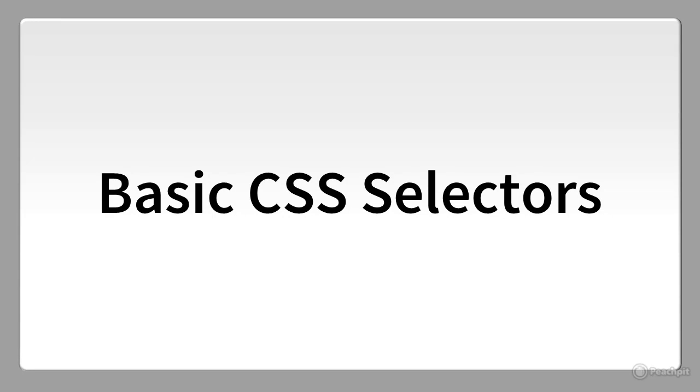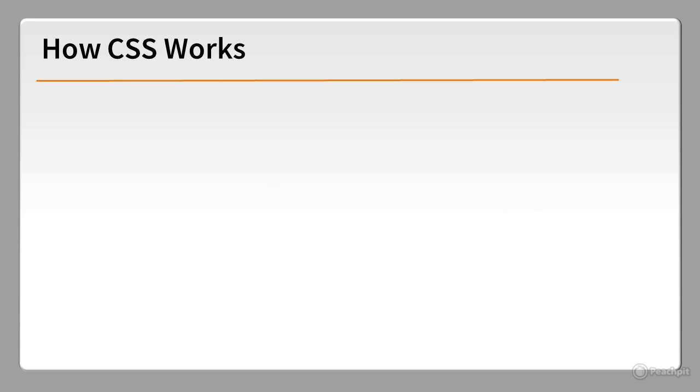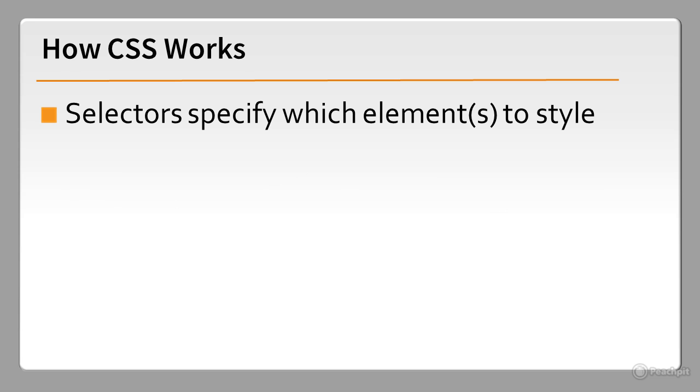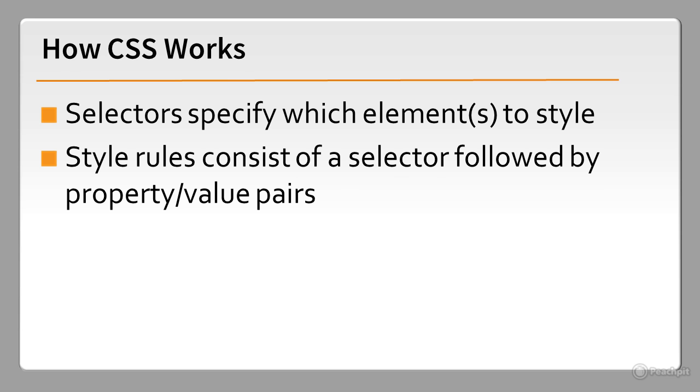Before you can start styling web pages with CSS, you need a basic understanding of selectors. In this lesson, I'll explain the four most commonly used. Selectors lie at the core of CSS. They tell the browser which parts of the web page you want to style. Each style rule consists of a selector followed by one or more property value pairs, or style declarations, for example to set the color or size of text in a particular part of a page.